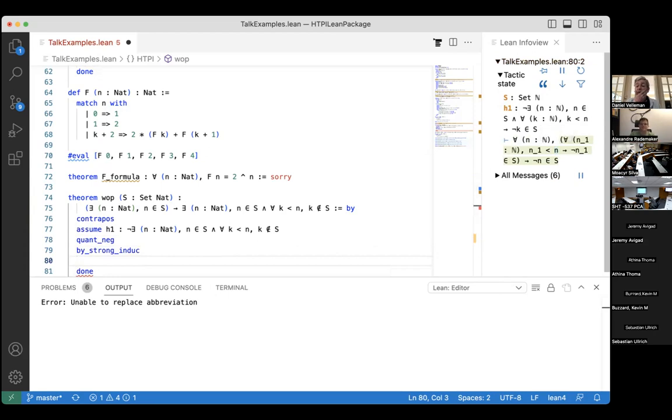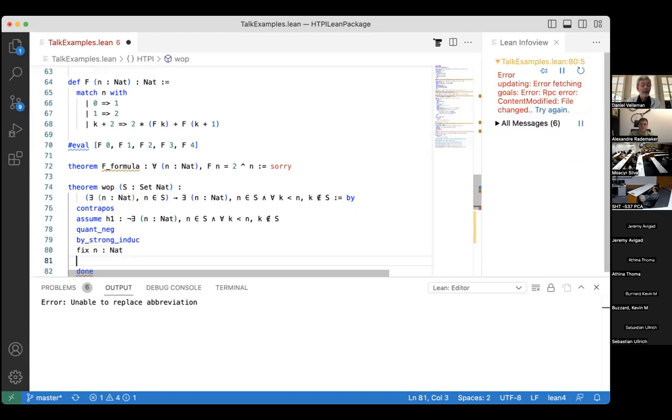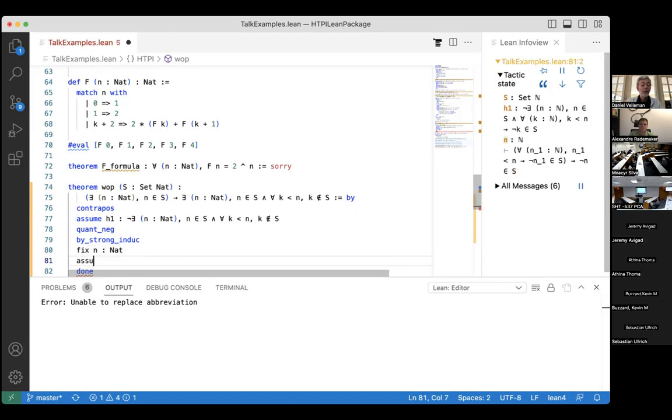Okay, how does strong induction work? Strong induction, it says over here what I have to prove. I have to prove for all n, if for every n1 less than n, n1 is not in S, then n is not in S. Well, to prove that, I can fix a natural number, and let's assume, call it again the inductive hypothesis.